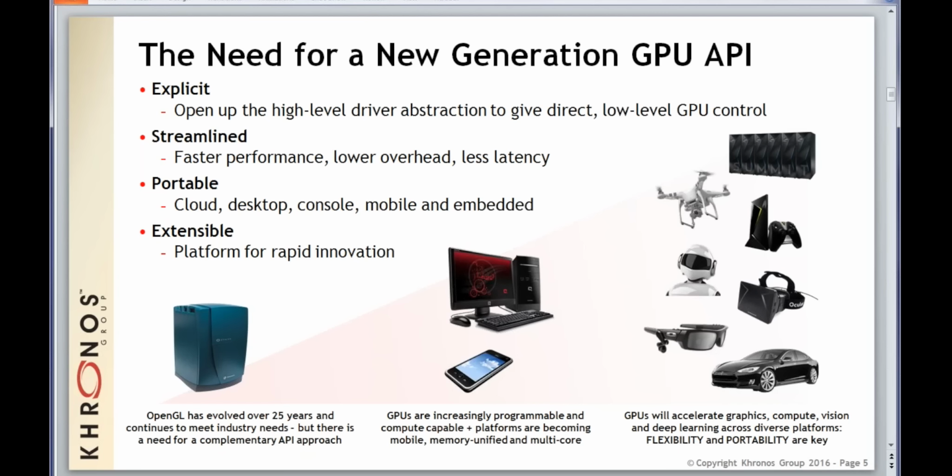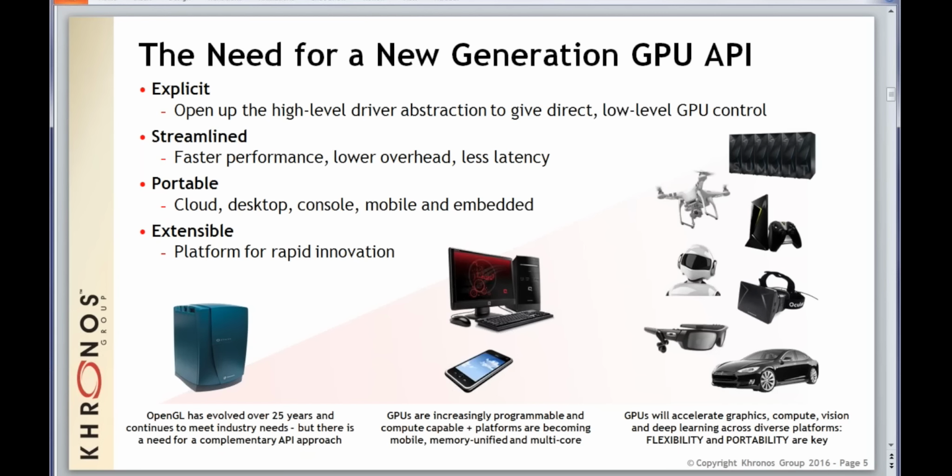So the Vulkan API, the key goals we set ourselves was to create an explicit API, and we'll explain what that means. But it means letting developers get much closer to the GPU, not being forced to go through a thick driver stack to get to the GPU functionality. We want streamlined drivers that can provide faster performance, lower overhead, less latency, particularly important for virtual reality.